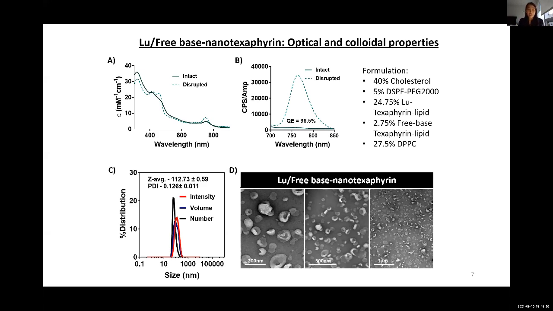The other thing that we looked into is the colloidal characterization. We can see from our DLS data that the nanoparticles are around 110 nanometers in size with a PDI less than 0.2. This is in agreement with our TEM images, as we can see that we have a homogeneous population of these spherical nanovesicle structures, which resemble the morphology we previously observed with similar liposomal structures.